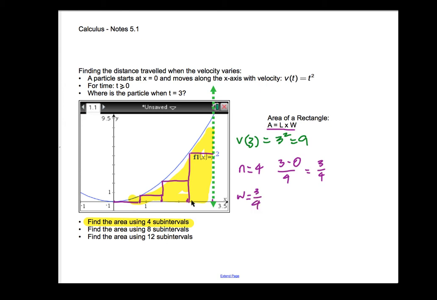And then the height of each rectangle, or the length, or whatever you want to call it, is going to be the function at those different partitions, at those different subintervals. So I'm going to have 3/4 squared would be the height of this first rectangle right here. Actually, the second rectangle. So what would the area be? It would be 3/4 times 9/16.